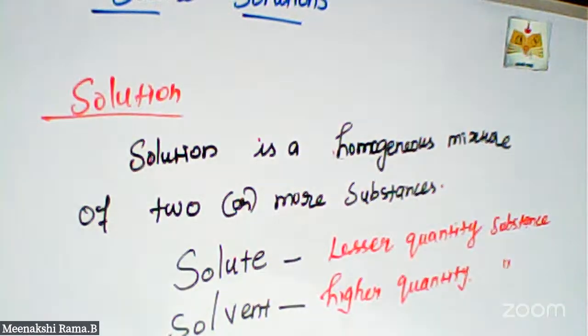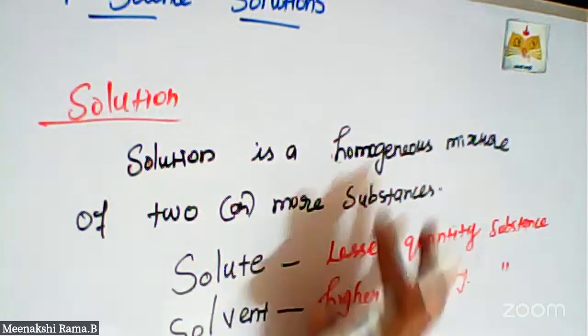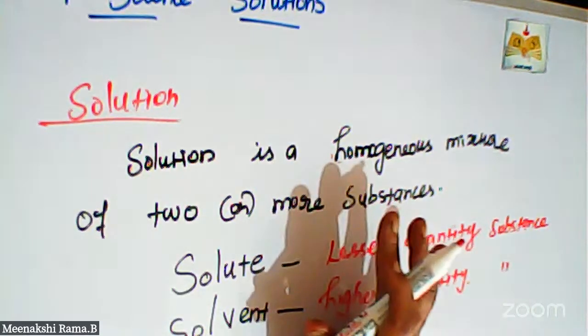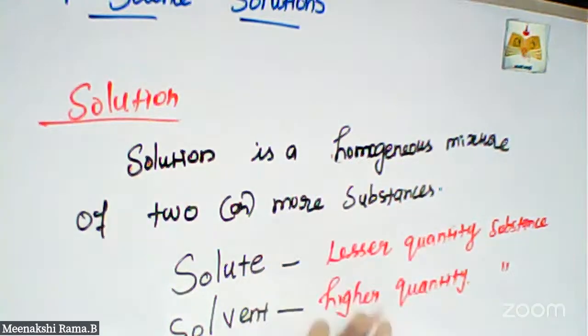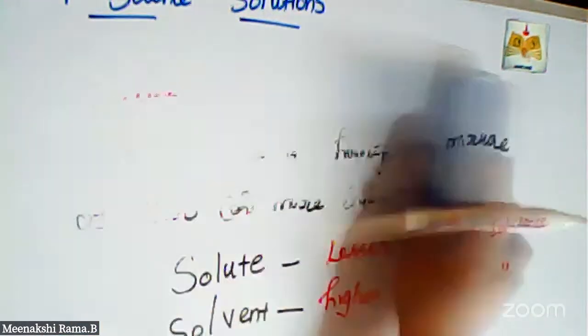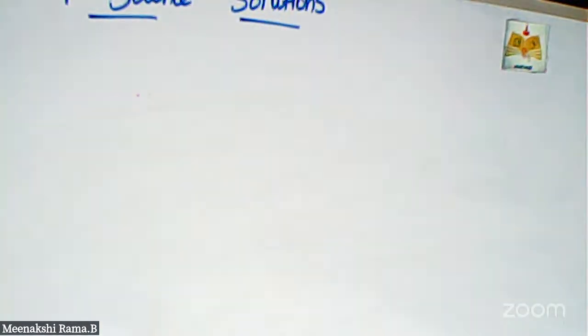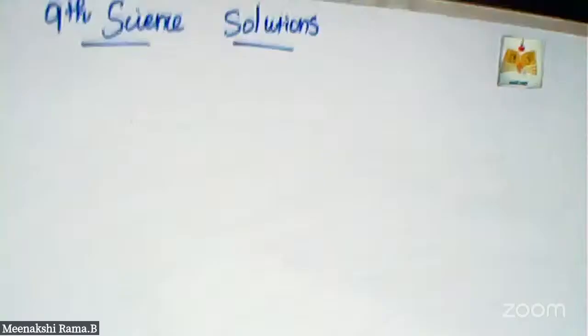So now we have learned what a solution is, examples of solutions, the concept of solution, and the major parts in a solution. Next, there are different kinds: homogeneous solution and heterogeneous solution. Next heading is homogeneous and heterogeneous. What is homogeneous and heterogeneous?